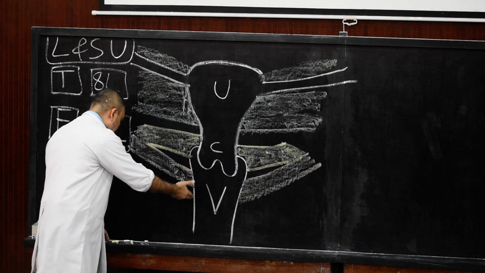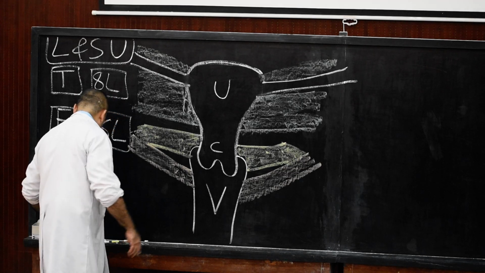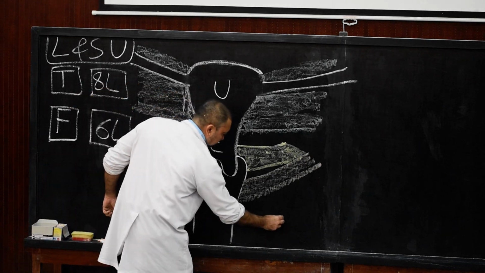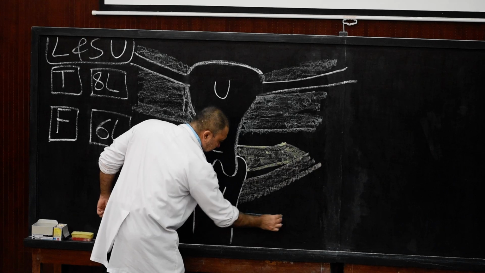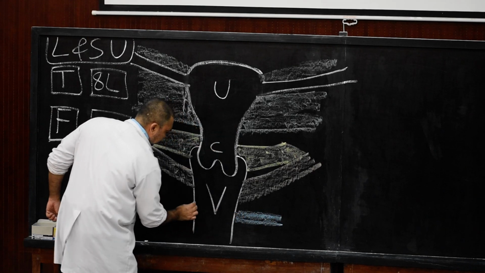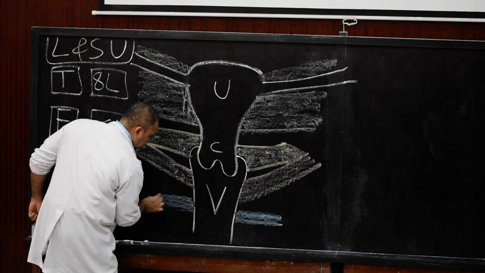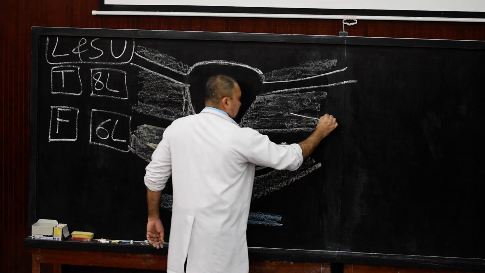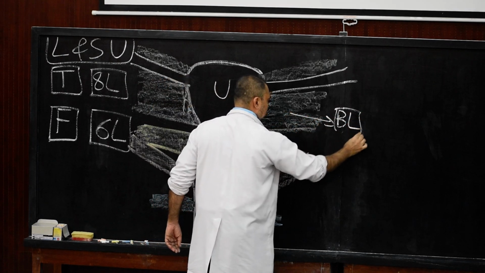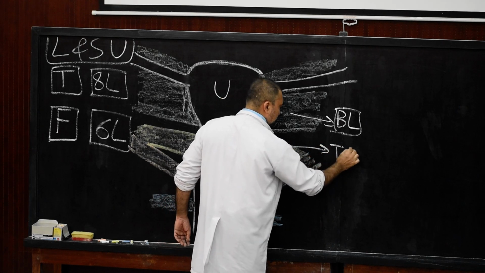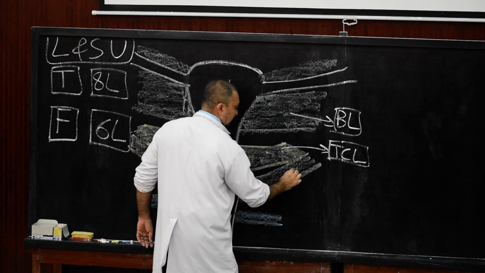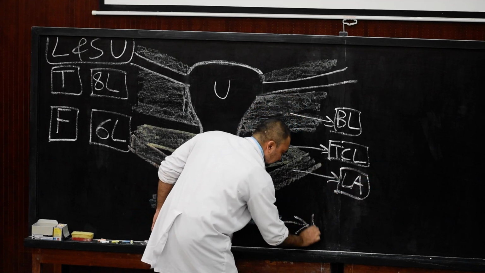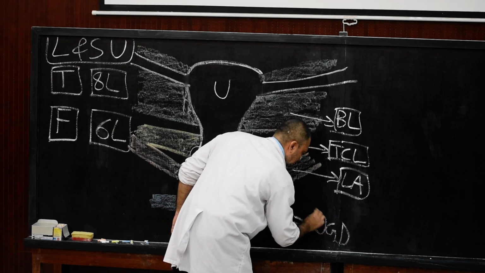Below the levator ani, on the extreme side wall of the uterus and vagina, we are going to show the urogenital diaphragm. This will serve as the urogenital diaphragm. And we are going to name here the broad ligament, the transverse cervical ligament, the levator ani, and the urogenital diaphragm.